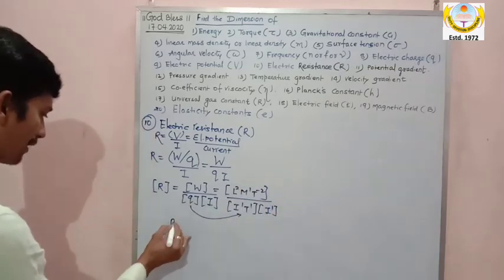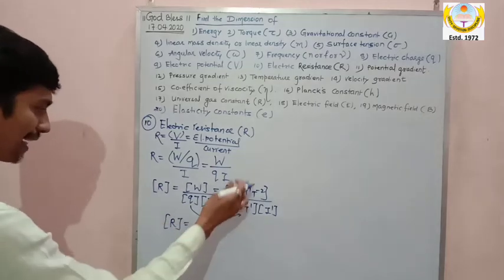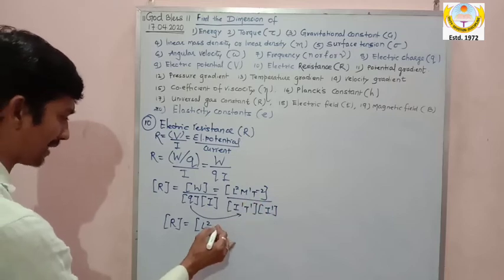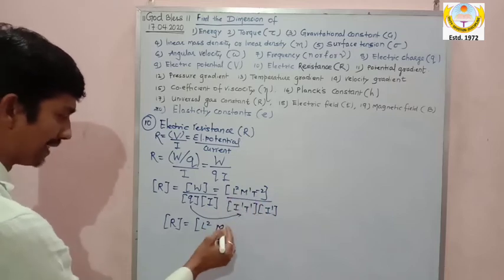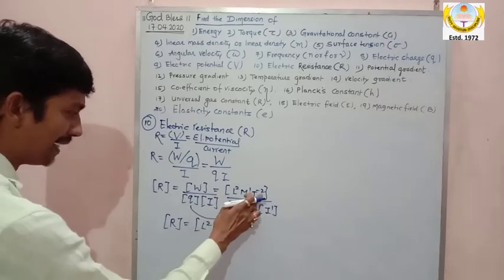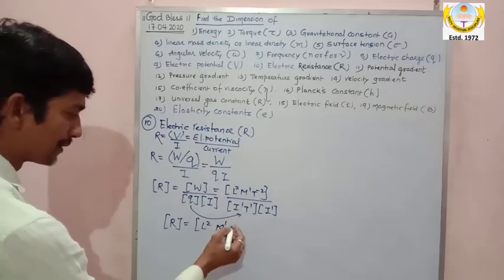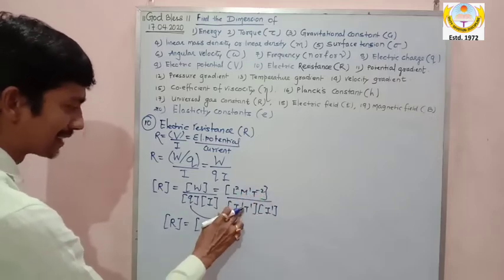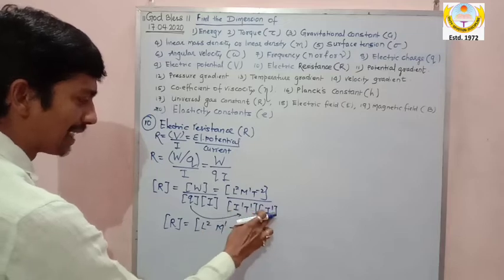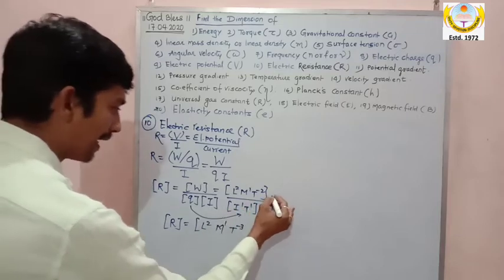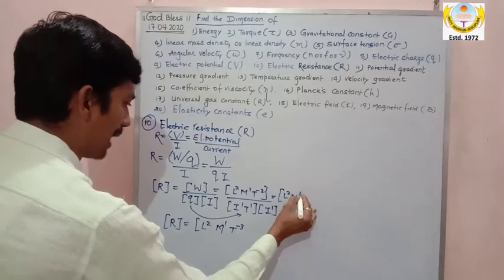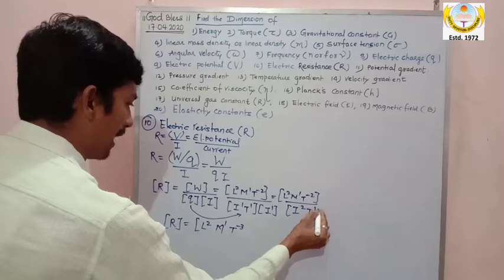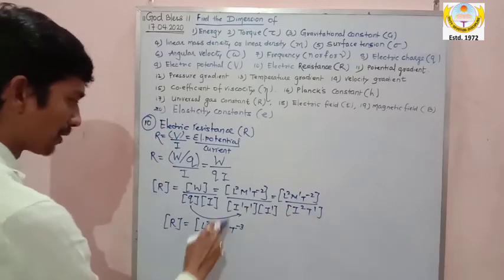So now what is the dimension for R? Let us solve this. L2 in numerator, nothing in denominator with length; mass M1, nothing in denominator with mass, M1 as it is. Here minus 2, here it is T1. So T1 will go up, minus 2 and minus 1 become minus 3, and this is I1 and this is I1. This I1 and I1 become I power 2. Here I can write one more step, L2 M1 T minus 2 divided by I2 T1, I1 and I1 I2.